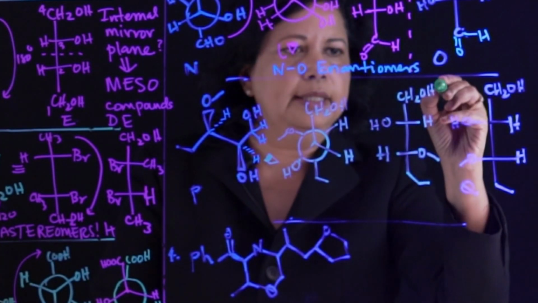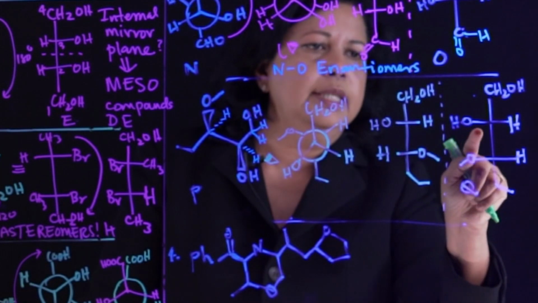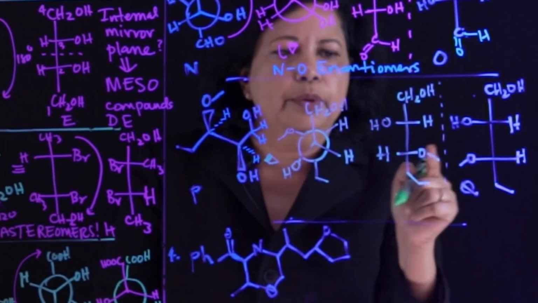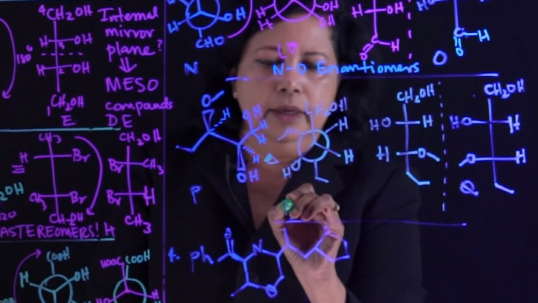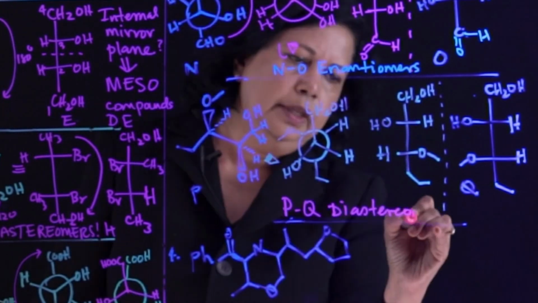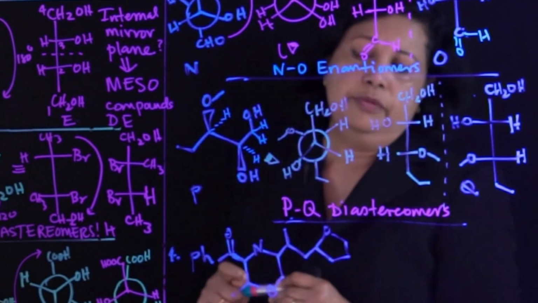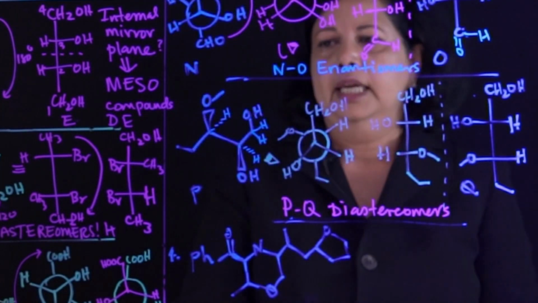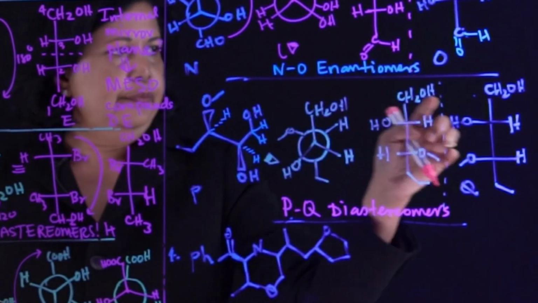Now you can compare these two. This is the same. This is flipped. Therefore, P and Q are diastereomers. If they are enantiomers, both will be flipped. If they are the same, both will be the same. Another way to do this is to do R and S and see if this is the same.